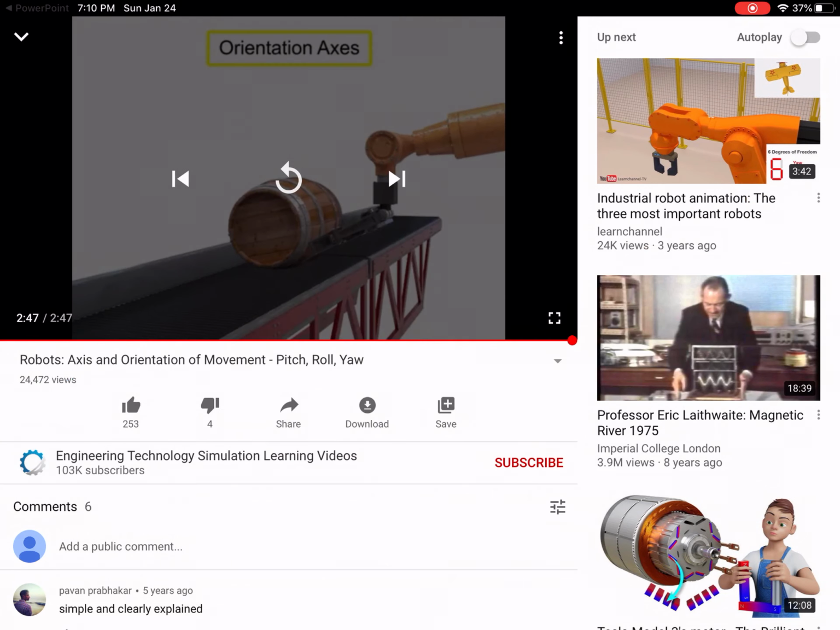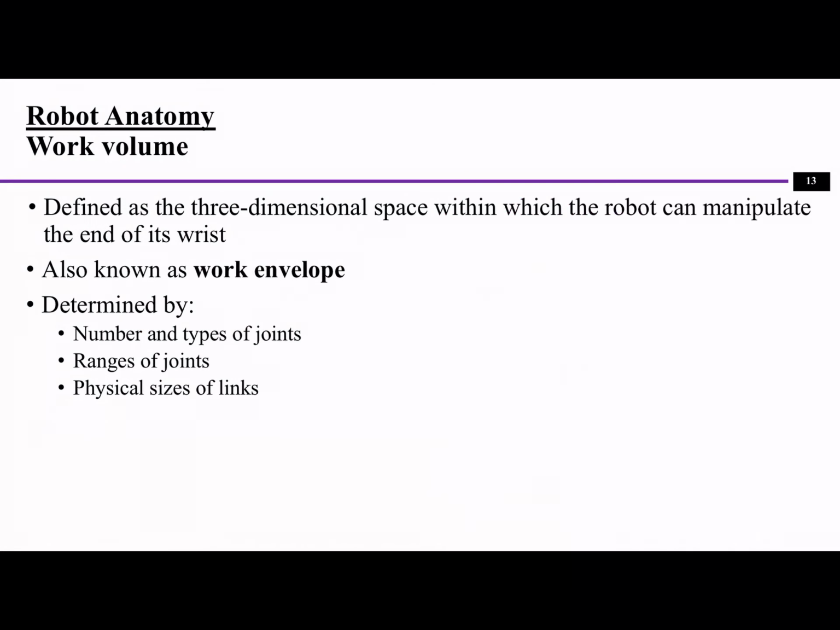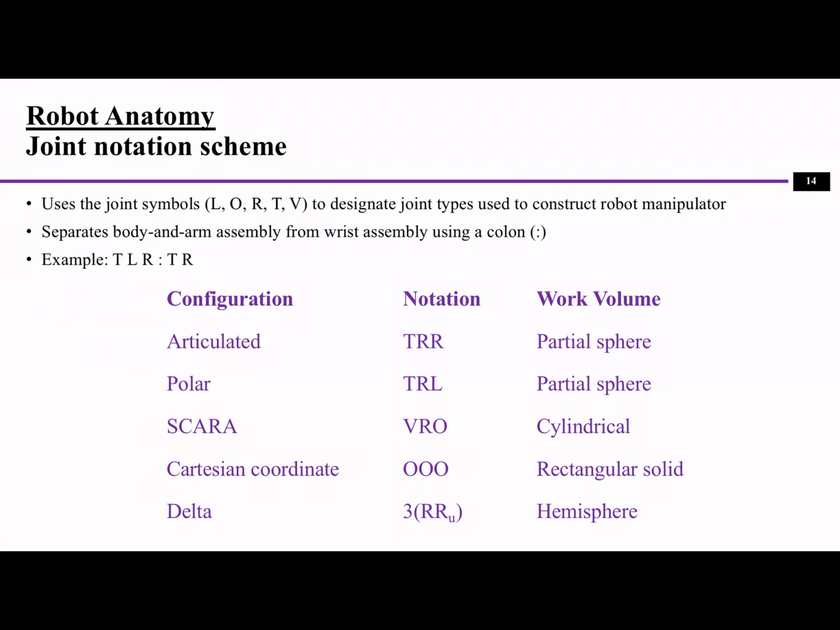Alright, so in the video we talked about the work envelope. So what is the work envelope? It is also called work volume. Basically it's a 3D space that the robot can manipulate at the end of its wrist. Basically this is the workspace, right? How much it extends, how long it extends, where it can perform its operations. And so you can probably tell, the work volume or the work envelope is actually determined by how many types of joints and what is the range and also size of those joints and links.